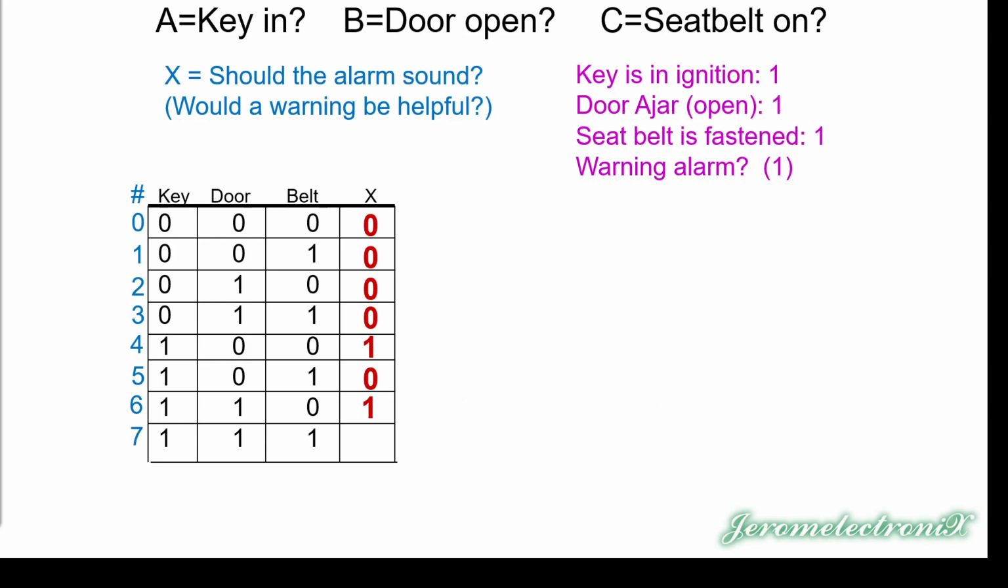Last combination. The key is in the ignition, which means we could be flying around. The door is 1, the door is open. That's dangerous. The seatbelt is on though. But still, it's probably a good idea to say, hey, the door is slightly open. We probably ought to make sure that it is closed before we continue. And so we're going to set an alarm for that.